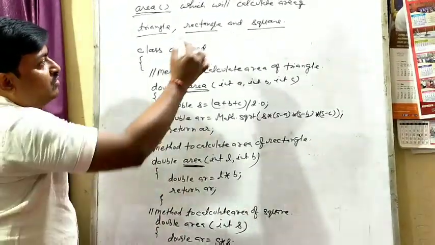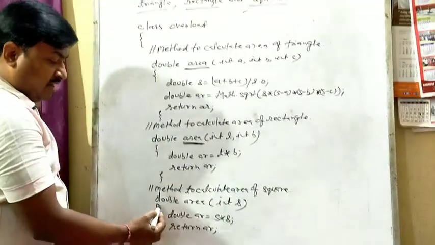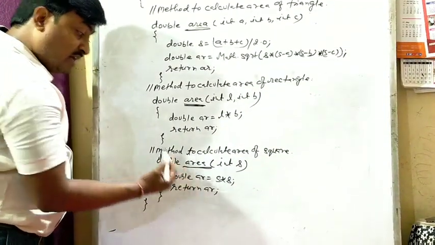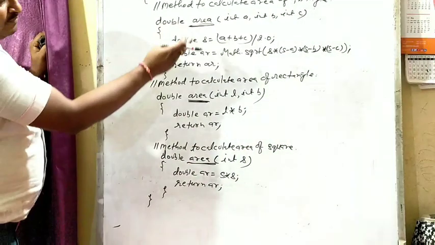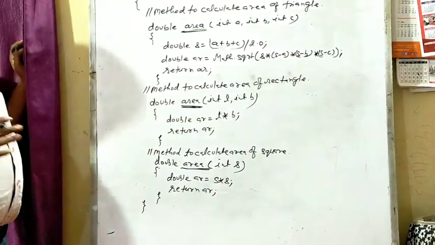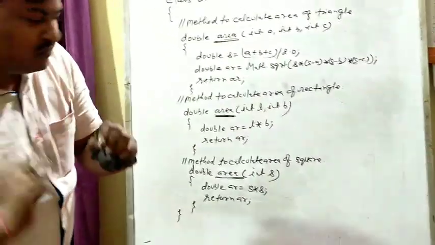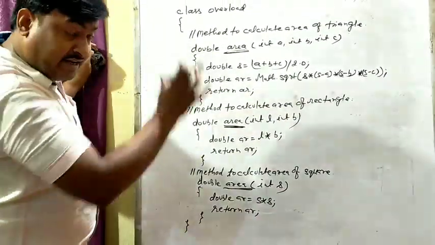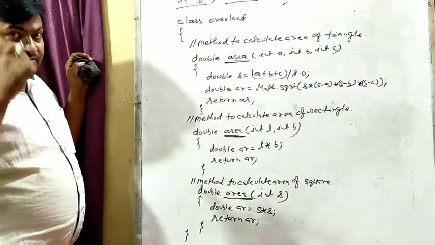Next function is to calculate the area of a square. See, double area. This time also the function name is area. All the three functions have the same function name. This is the technique of this process, method overloading.